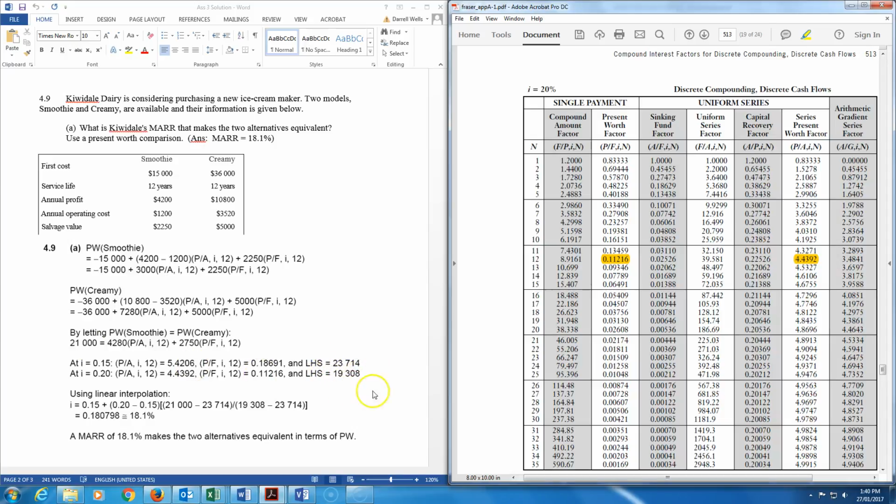We've surrounded the answer we're looking for. We've got a number above and below the number we're looking for. So we can use linear interpolation at this point to determine the exact interest rate. You take these three points: 20% and the 19,000 number, 15% and the 23,000 number, and our unknown percentage and 21,000. You plug them into the linear interpolation formula, which is on your formula sheet, and do the calculation, and it turns out that the exact interest rate that makes these two alternatives equivalent is 18.1%. All right, that's the solution.